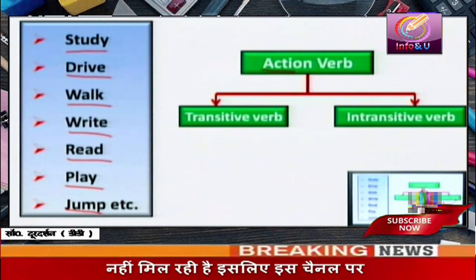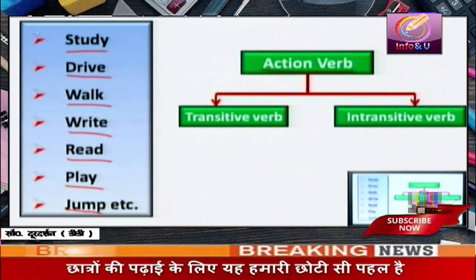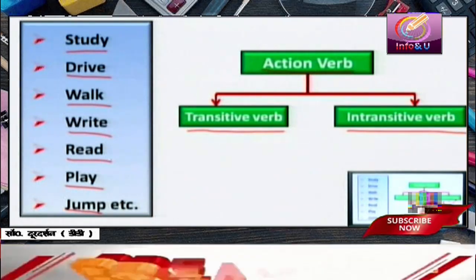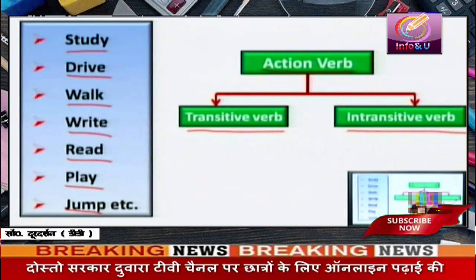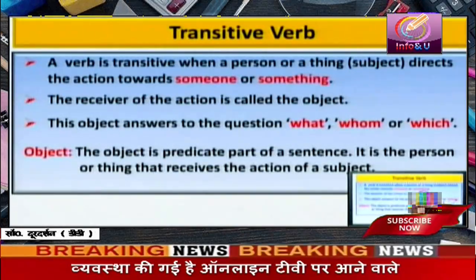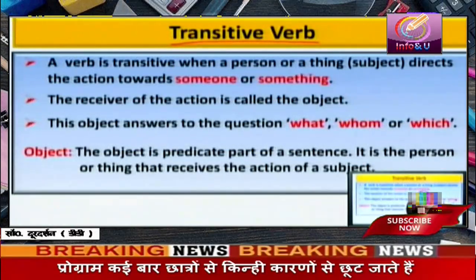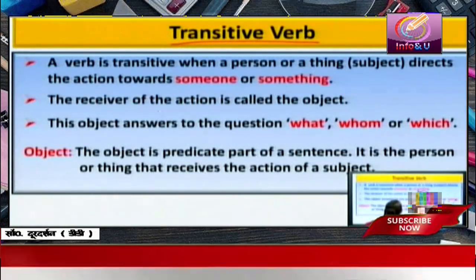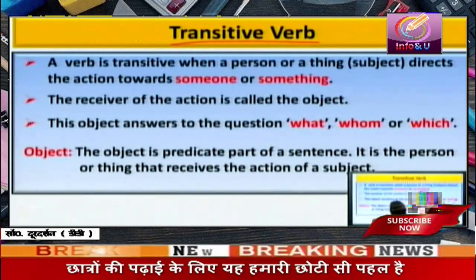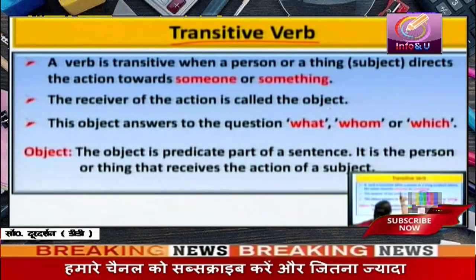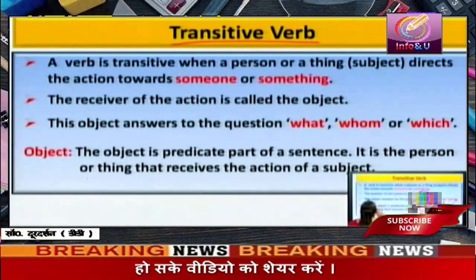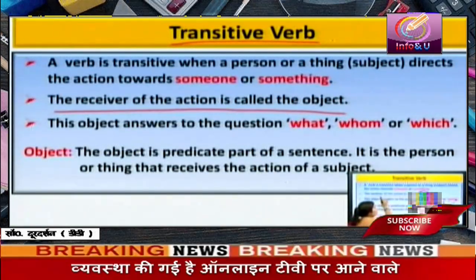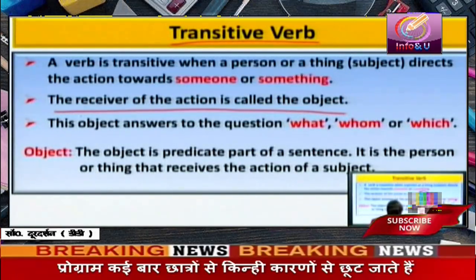Action verbs are of two types, transitive verb and intransitive verb. First, we will study transitive verb. A verb is transitive when a person or a thing, that is subject, directs the action towards someone or something. The receiver of the action is called the object.